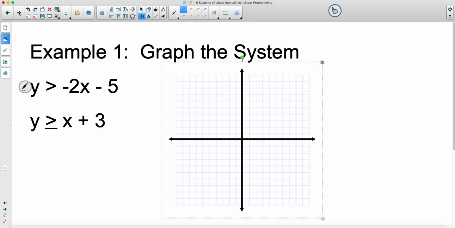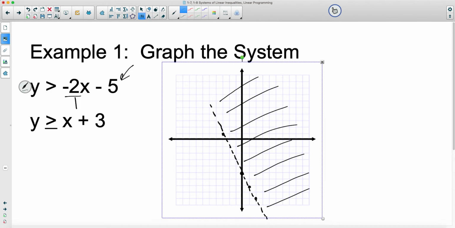They're already set up for us, so that's going to make it kind of nice. So the first one, y is greater than negative 2x minus 5. We look at the y-intercept of negative 5, and then we're going to start there. Our slope is negative 2, so that's negative 2 over 1. So we go down 2, right 1, down 2, right 1, and then we can continue our pattern the other way so we can see how our line is going to go. It's greater than, so that means we're going to be shading above, and it's going to be a dashed line. So we're going to be shading on this side of the line.